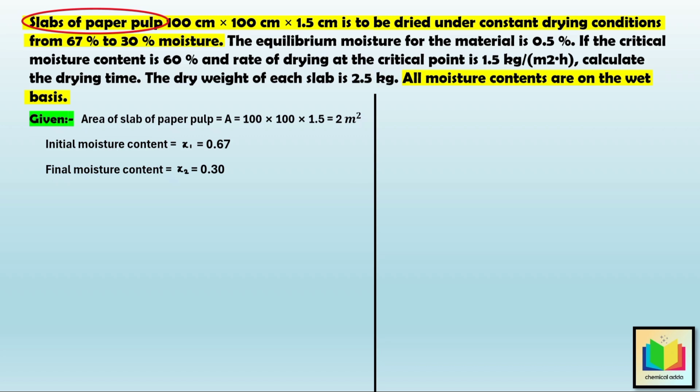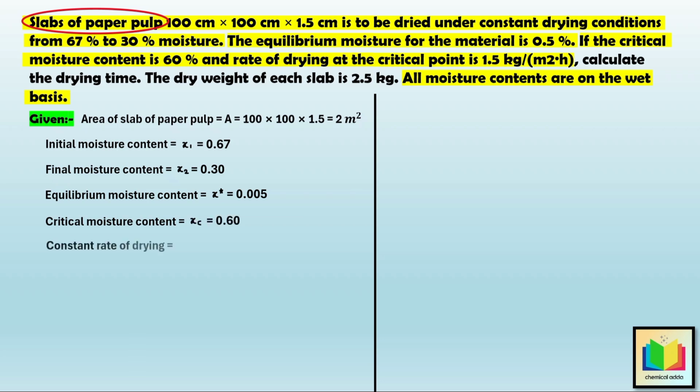Then, in the example given, the equilibrium moisture for the material is 0.5%. Hence, we are given equilibrium moisture content, that is small x star, is equal to 0.05. Next, in the example given, the critical moisture content is 60% and the rate of drying at the critical point is 1.5 kilograms per meter square hour, which means that we are given critical moisture content, which is denoted by small xc, is equal to 0.60. And constant rate of drying, which is denoted by Rc, is equal to 1.5 kilograms per meter square hour.